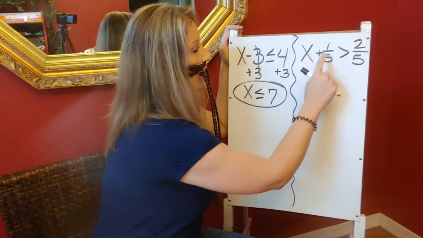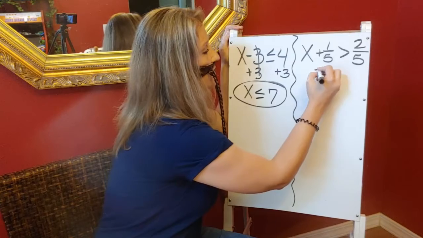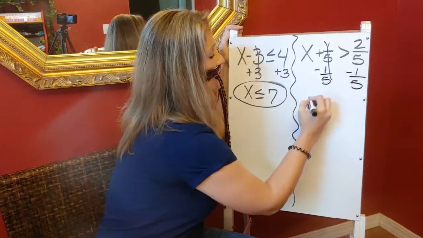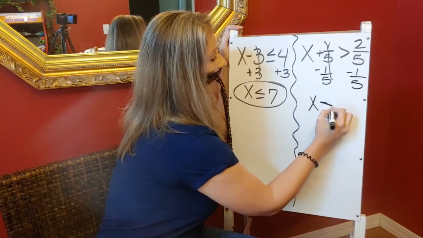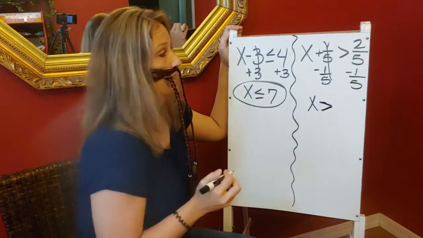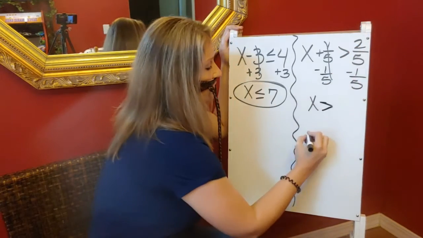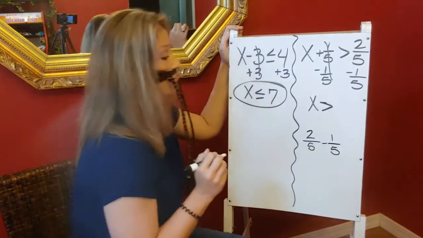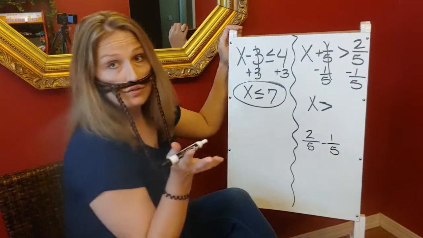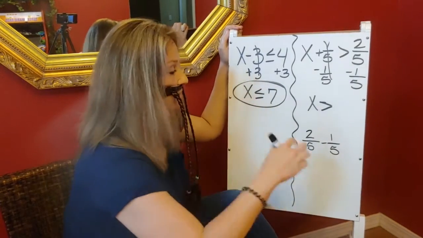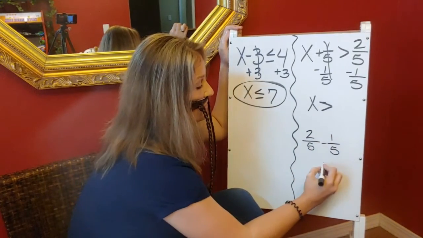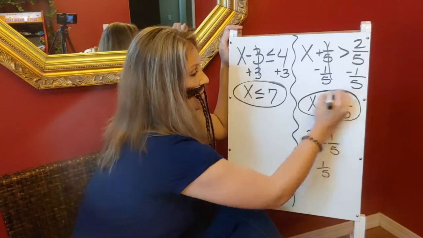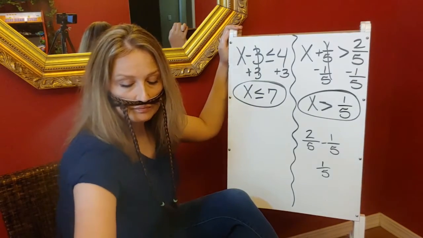So all values less than or equal to 7 are going to make this original inequality true. On this one, I have a fraction here and it's being added to x, so I'm going to subtract 1/5 from both sides. Greater than, x is greater than 2/5 minus 1/5. So 2/5 minus 1/5. My denominators are the same, I don't have to worry about doing anything with them. I can just subtract the tops. 2 minus 1 gives me 1, and my denominator stays the same. So x is greater than 1/5.